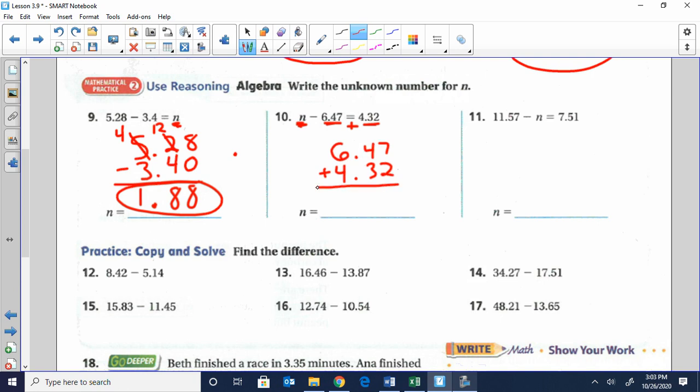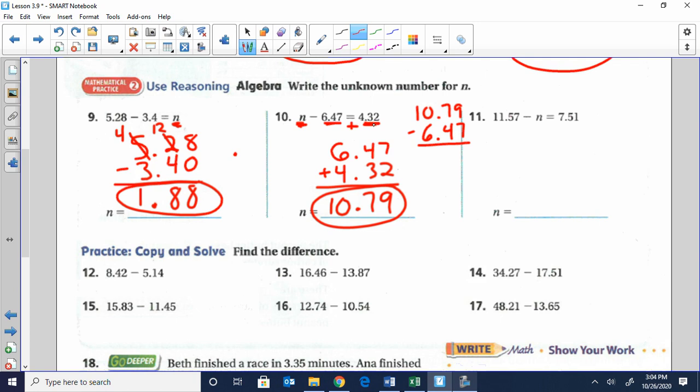7 plus 2 is 9. 4 plus 3 is 7. And 6 plus 4 is 10. So the original number was 10 and 79 hundredths. Now we can check that by taking 10 and 79 hundredths minus 6 and 47 hundredths and see if we get the 4 and 32 hundredths.